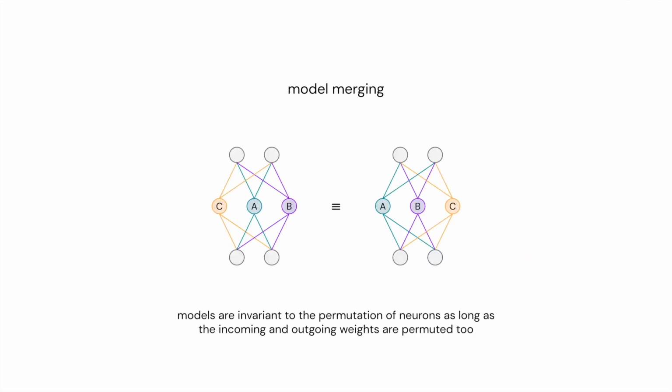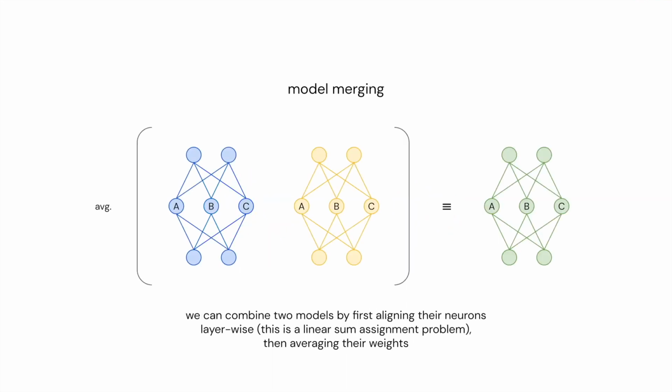And then maybe a short primer on model merging. I guess there have been two presentations in the past already, I think the Git Re-Basin presentation and the REPAIR presentation. So I guess many of you will be familiar with this. But just as a short recap, deep neural networks are invariant to the permutation of neurons as long as the incoming and outgoing weights are permuted too. So those two models that you see on the screen are functionally equivalent. For every input, they will output exactly the same activations.